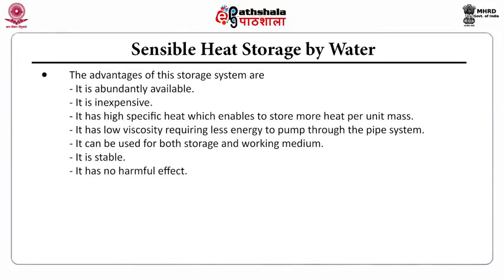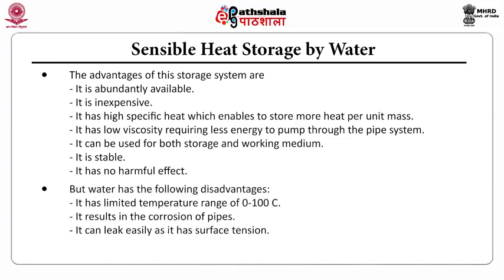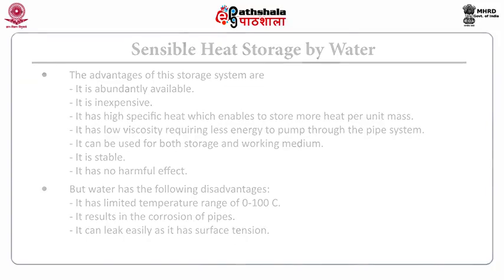And the advantages of this storage system are: abundantly available, inexpensive, high specific heat which enables it to store more heat per unit mass, low viscosity requiring less energy to pump through the pipe system, can be used for both storage and working medium, and is stable with no harmful effect. But the disadvantages are it has a limited temperature range of 0 to 100 degrees Celsius, it results in corrosion of pipes and can leak easily as it has less surface tension.